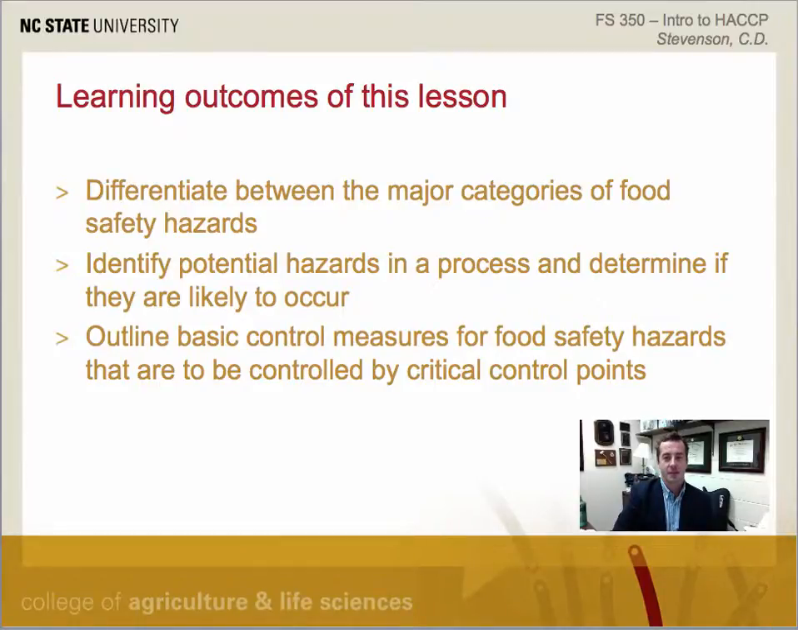Before we discuss hazard analysis, we need to stop and address the types of food hazards that exist in foods and food processing. After studying this lesson, you should be able to differentiate between the major categories of food safety hazards, identify potential hazards in a process and determine if they are likely to occur, and outline basic control measures for food safety hazards that are likely to be controlled by critical control points.